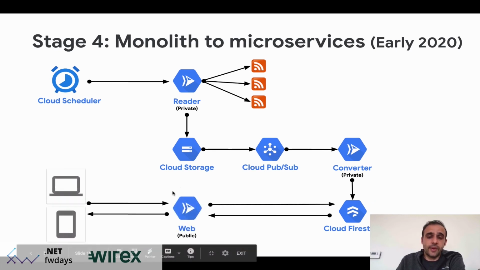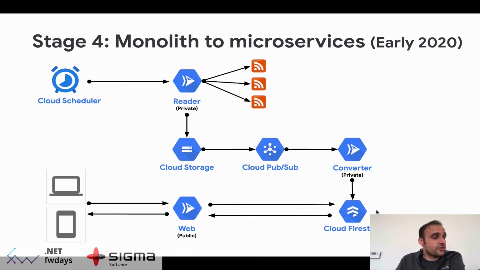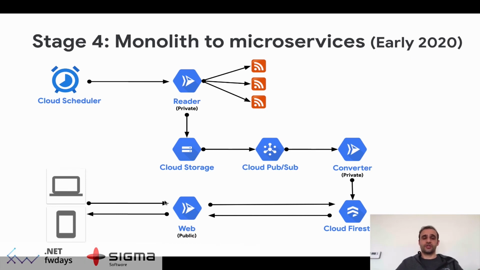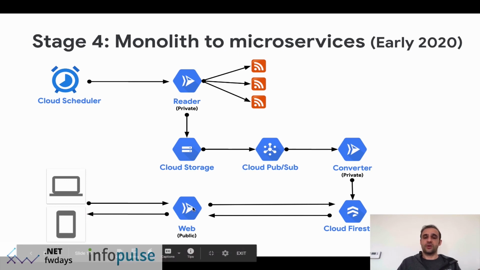And then we also have a web API. This is the third service, and this web API just talks to Firestore. It basically just gets the information from Firestore, and the clients talk to the web API. So this is the final architecture we have. As you can see, it's more complicated than what we used to have, but at the same time, it's much more resilient. Things are much more loosely coupled. So reader doesn't know anything about converter or web. The web doesn't know anything other than Firestore. If you want to scale the web, we can scale it individually.